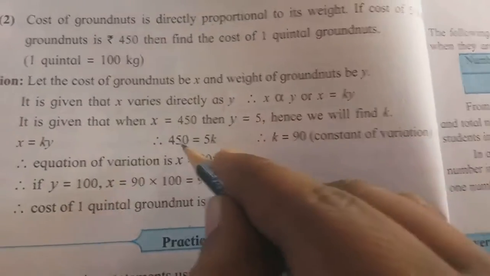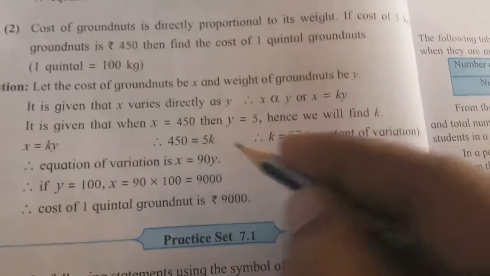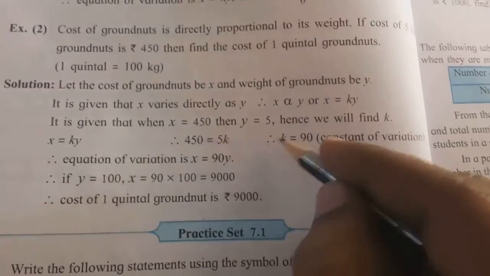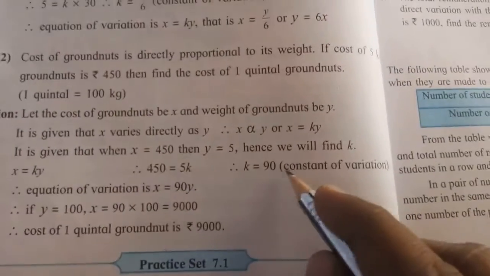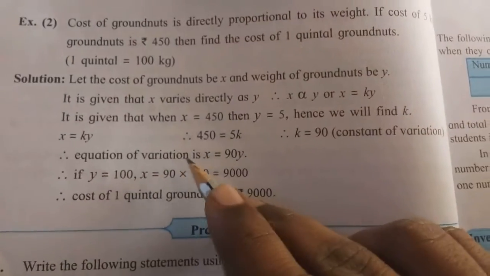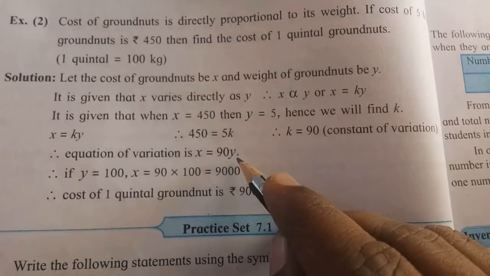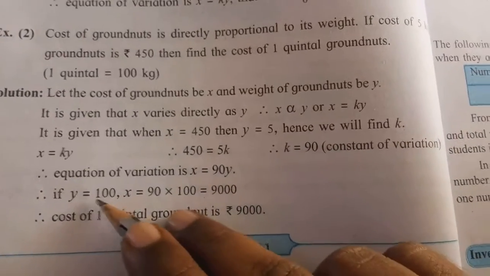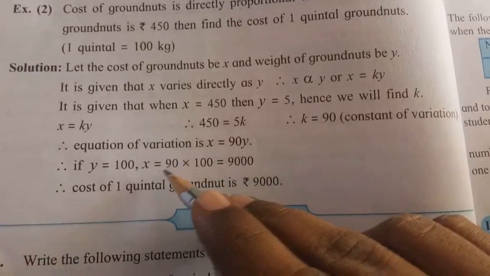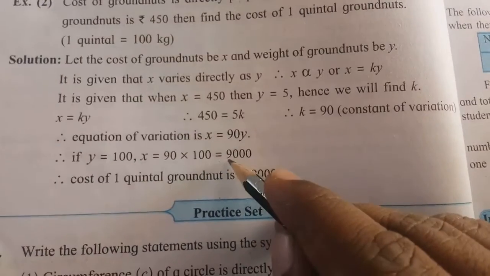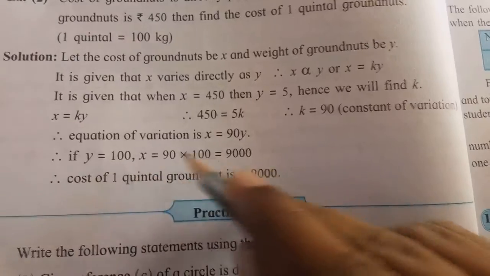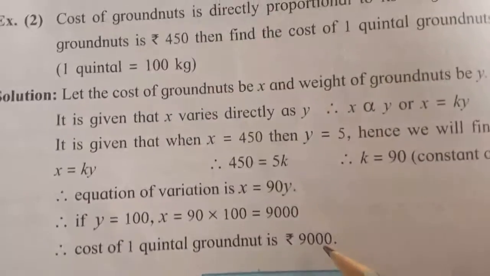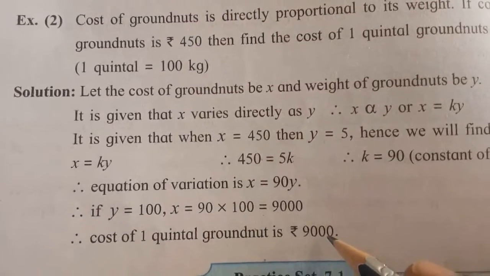So this 5 goes to the left side, which means division. 5 nines are 45 and the remaining 0, so k is 90. Now the equation of variation is x = 90y, we put the value of k. If y is equal to 100, then x is equal to 90 into 100, we put the value of y in it. So we get the cost of 1 quintal of groundnuts is 9,000 rupees.